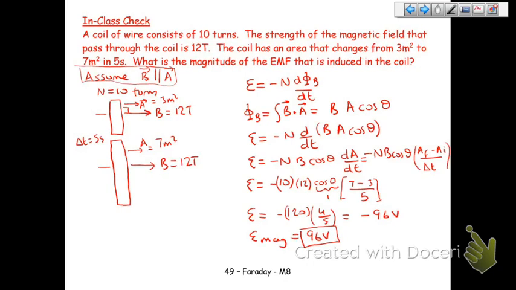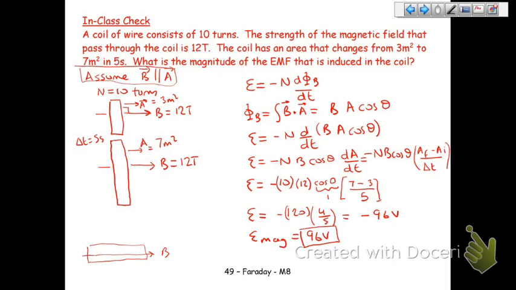Okay. What if I had not said that these B and A were parallel to each other? Well, this cos theta would be a different value. If I said they were perpendicular to each other, then cosine of 90 equals 0, so the whole thing goes to 0. So if I had twisted my coil, let's draw that. If I had twisted my coil so that my B was like that, but I was changing the area of a coil with that orientation, there's no flux going through it no matter what the area is. So I would get a 0 answer for the EMF.